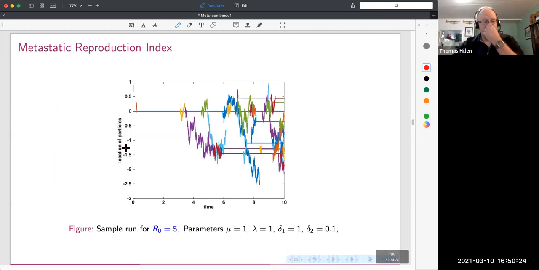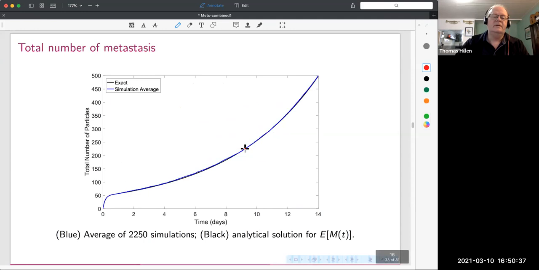Let me show you a simulation first. So here we run a simulation where R0 is 5. And then you see you get a very quick population of the metastasis in this domain here. Right. Here is a simulation where we compute the expectation M of t, which is equal to A plus B. And we do the average over 2,250 simulations from a stochastic process, and we get a very good overlap, also numerically, of these two terms.